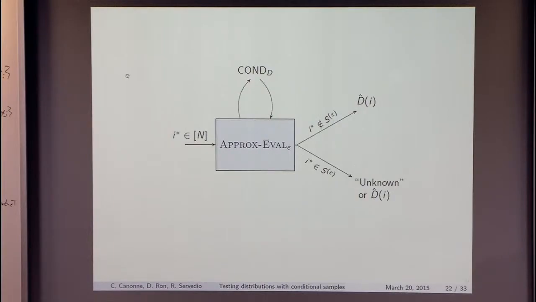I think there's a picture, so I'll just show you the picture and then close. This is not really the picture of the algorithm. This is just a notion of what it means to have this approximate eval simulator. You give it the point, it calls cond a couple of times, and if the point is in the bad set, it either gives up or it gives you an estimate. If the point is not in the bad set, it gives you an estimate.